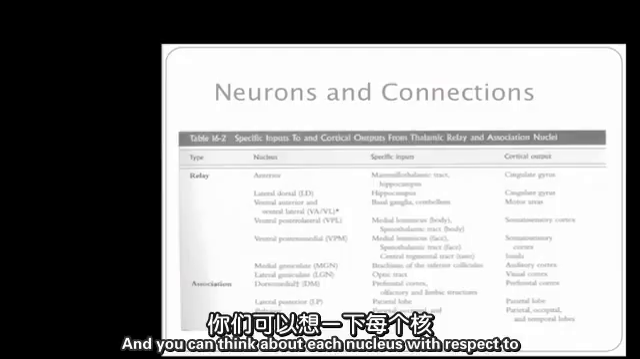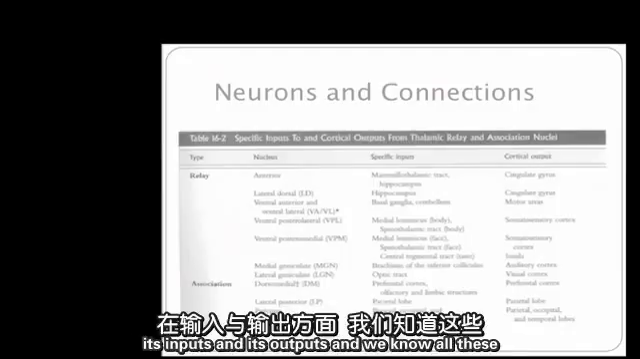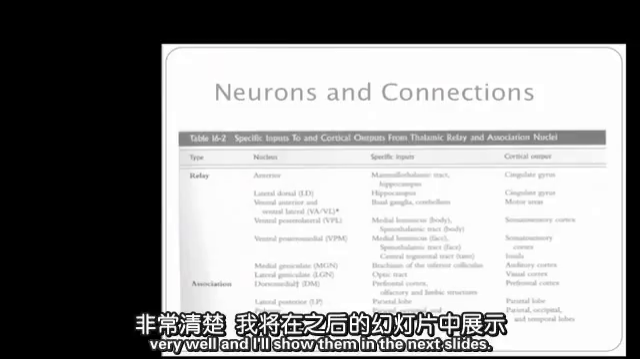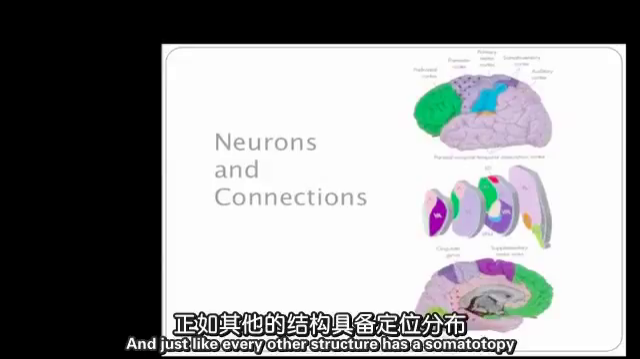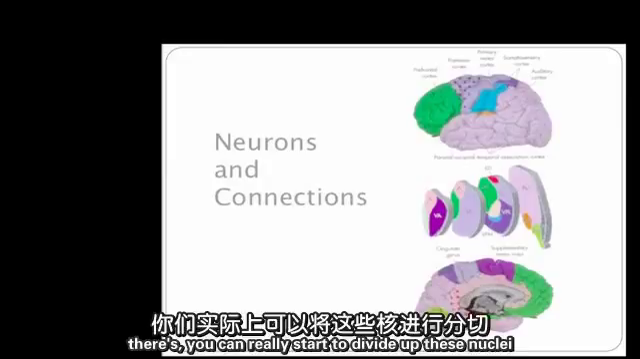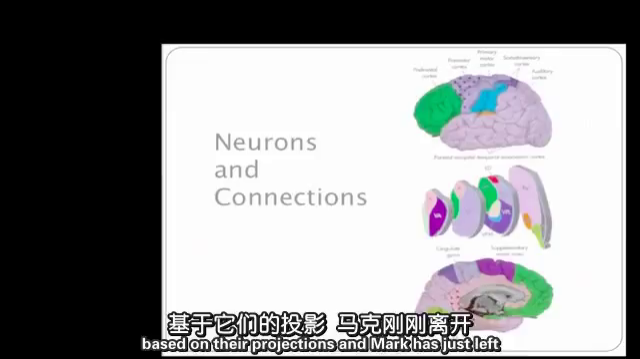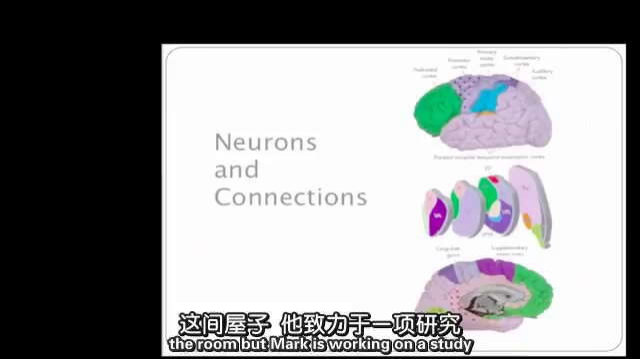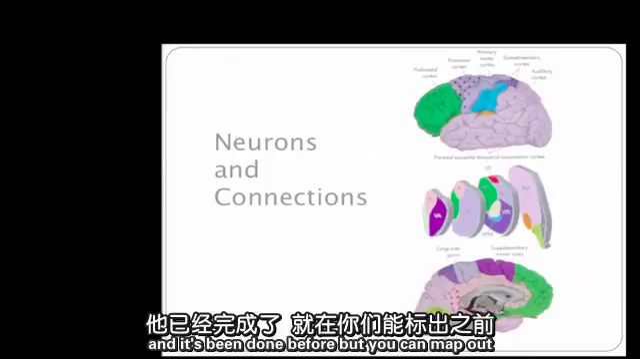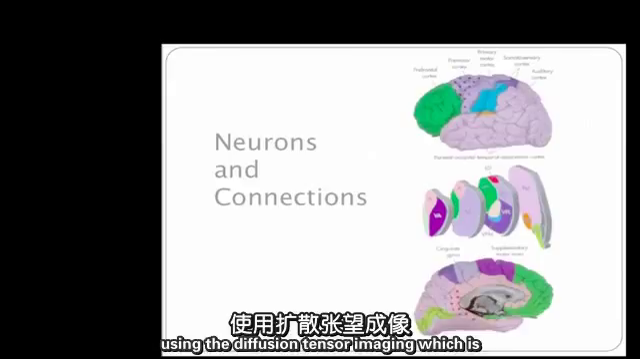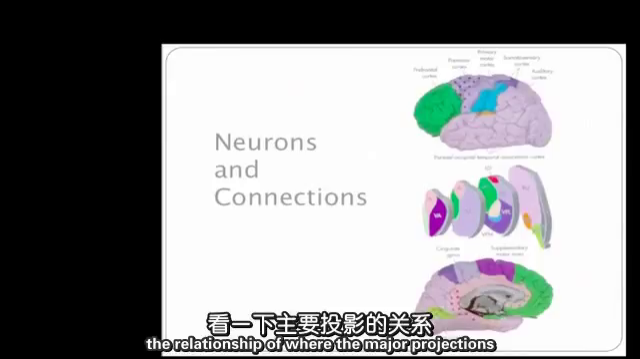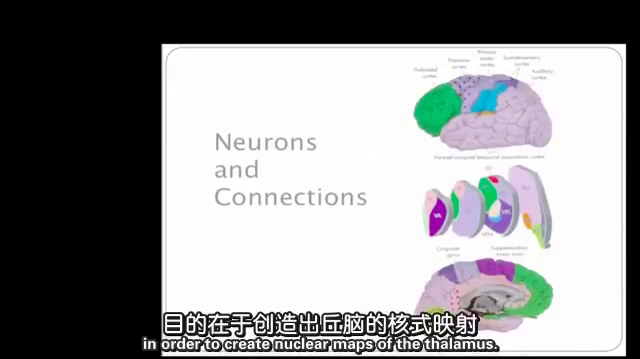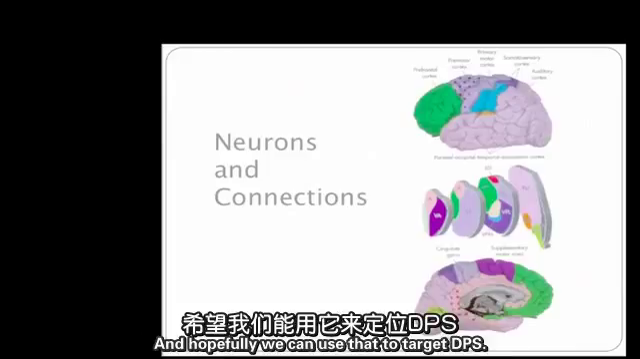You can think about each nucleus with respect to its inputs and its outputs, and we know all these very well. I'll show them in the next slide. And just like every other structure has a somatotopy, you can really start to divide up these nuclei based on their projections. Mark has just left the room, but Mark is working on a study, and it's been done before, where you can map out, using diffusion tensor imaging, which is tractography using MRI, the relationship of where the major projections from different parts of the thalamus are going in order to create nuclear maps of the thalamus, and hopefully we can use that to target DBS.